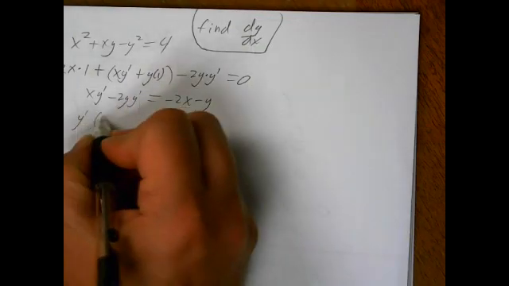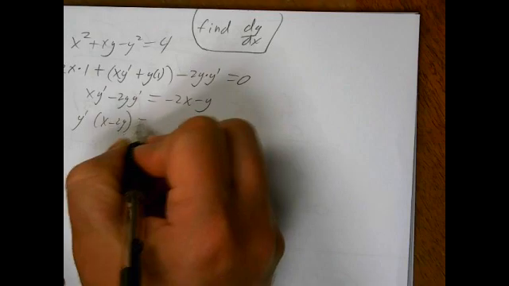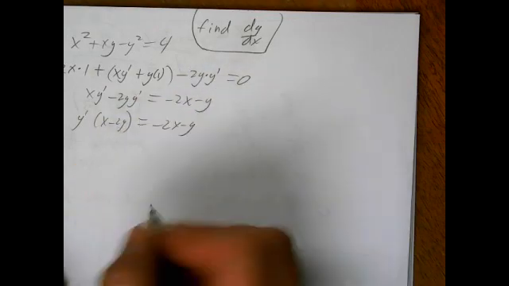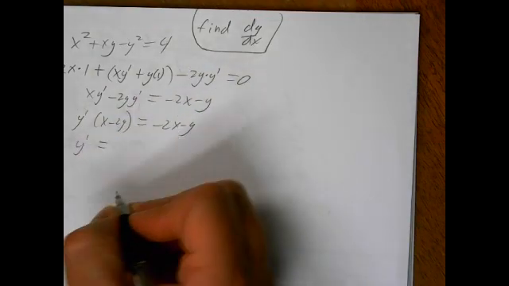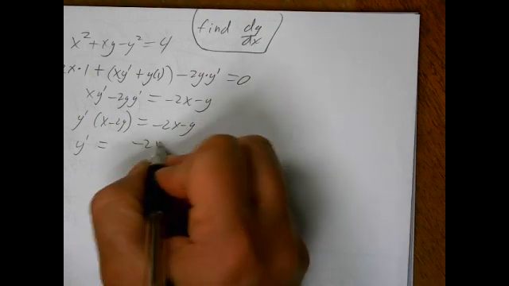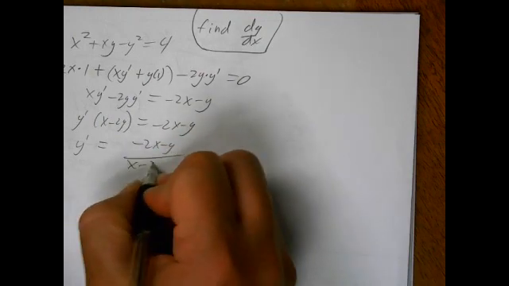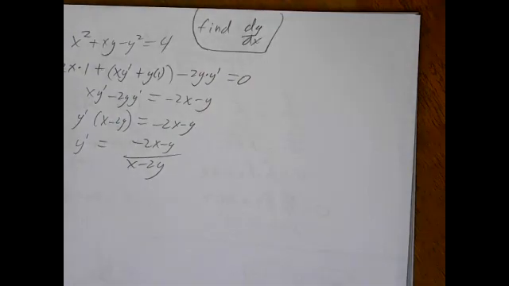Factoring out the y prime. And finally dividing to finish the solving. There is your dy/dx. Written in another symbolism, but there it is.